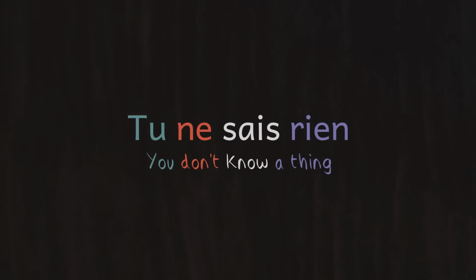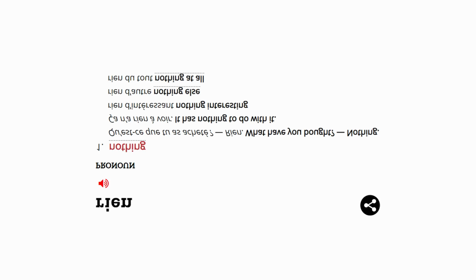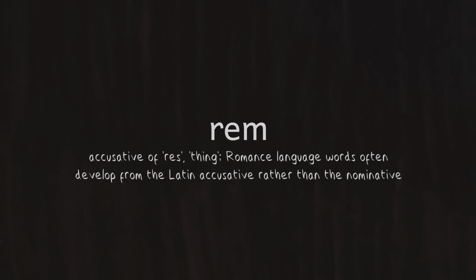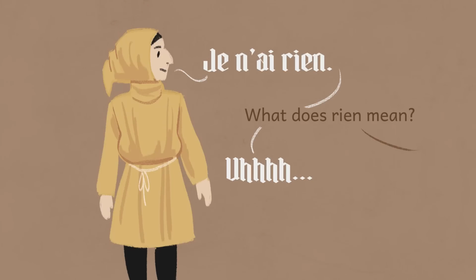You might have noticed something weird earlier. "Tu ne sais rien." I translated that as "you don't know a thing," but that's wrong, right? Rien means nothing, not thing. Well, now it does, but the word itself got flipped. Rien is actually from the Latin rem, meaning thing, but in Middle French it had been mostly replaced by chose. Rien was mostly used in constructions like "ne rien."